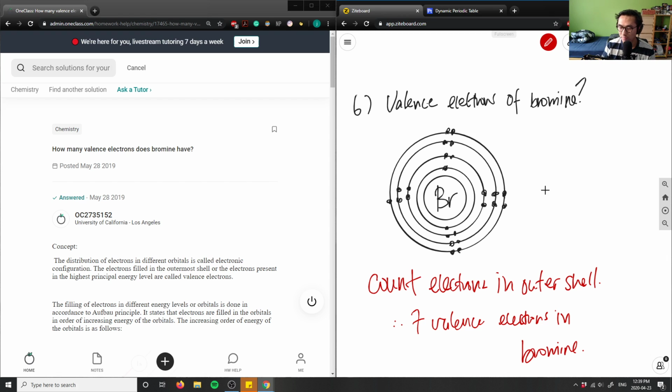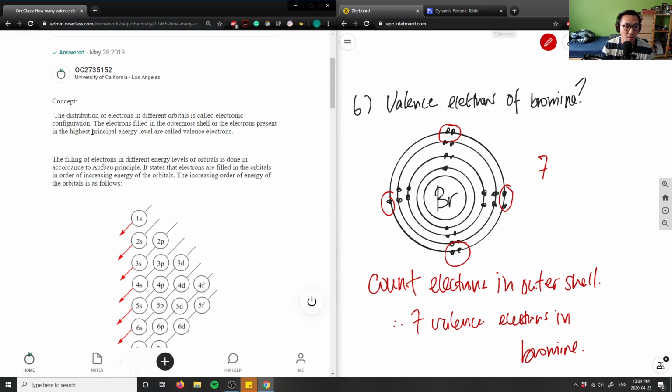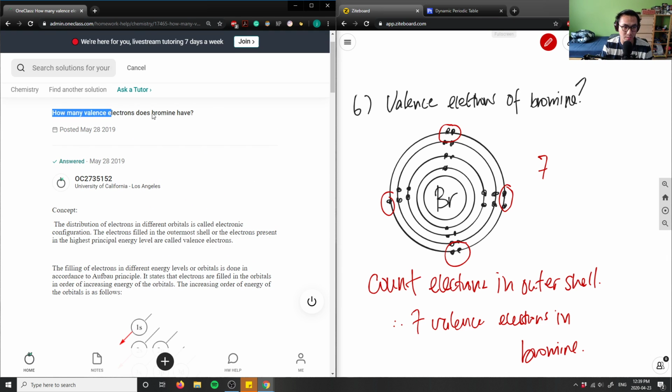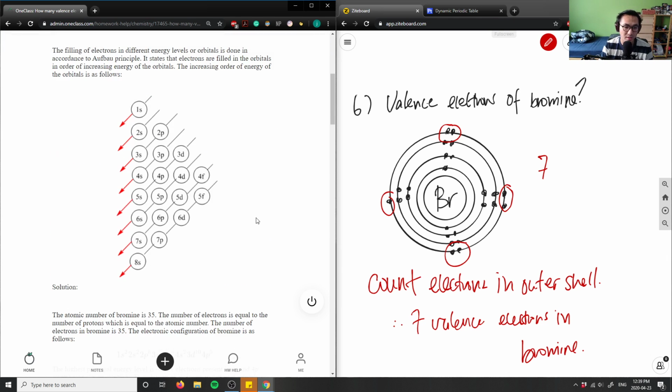So again, if I want to, I can highlight this in red. I have 1, 2, 3, 4, 5, 6, and 7, so I have 7 valence electrons here. Let's look at the answer for this question. Again, they used the grade 12 approach, using electron configuration to figure out how many valence electrons bromine has, which is totally fine. I just don't know what the context of the question is, because it simply asks how many valence electrons bromine has. That's okay.